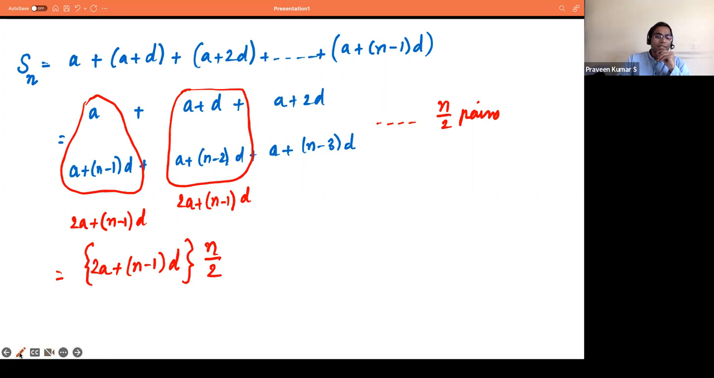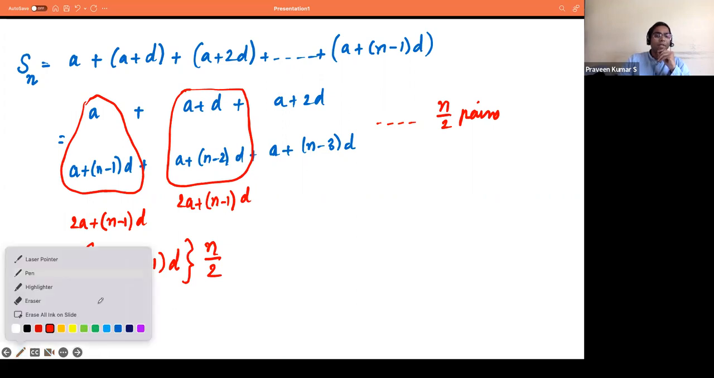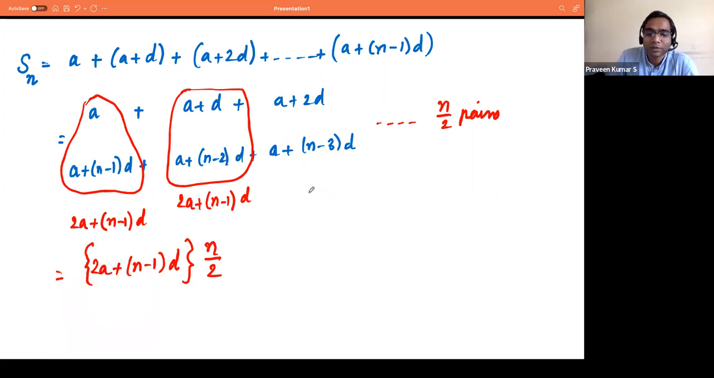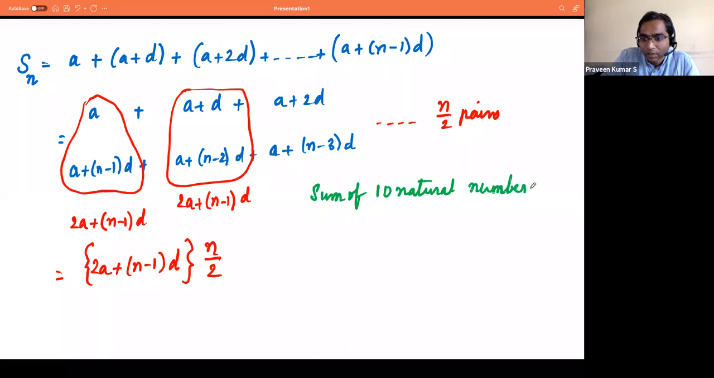Now let's see some simple scenarios where we can apply this. Suppose they ask you the sum of 10 natural numbers. The moment I use the word natural numbers, what does it tell us? It tells us a is equal to 1, and the common difference d is equal to 1. Am I right?